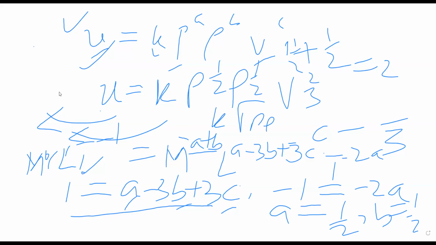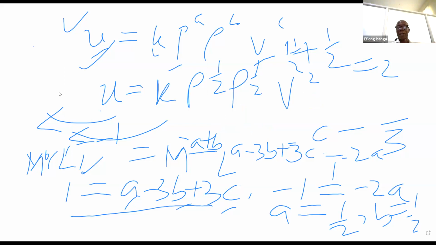Then V, how do we handle that? We can still modify that much further. The question said we should find what a, b, and c should be, so let us stop there. We'll simply introduce these quantities, and then you have the relationship between your U, which is the velocity, the pressure, the density, and the volume. So these are the answers.